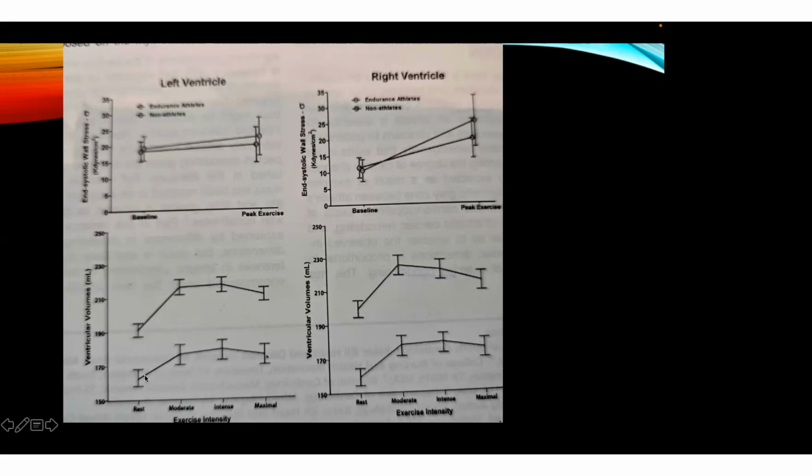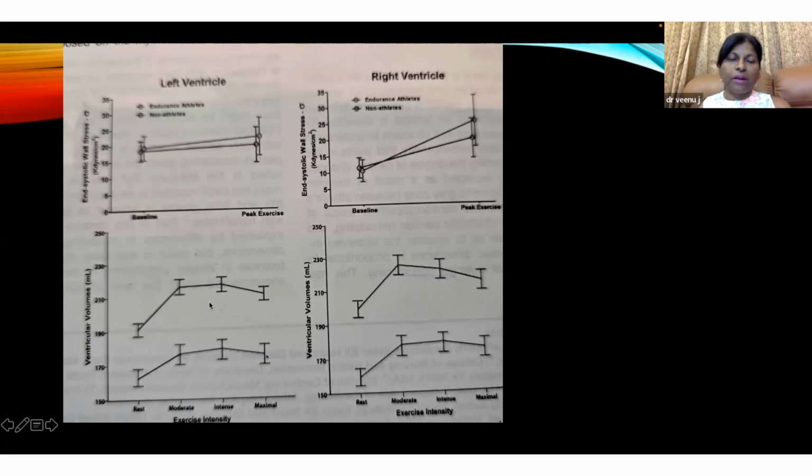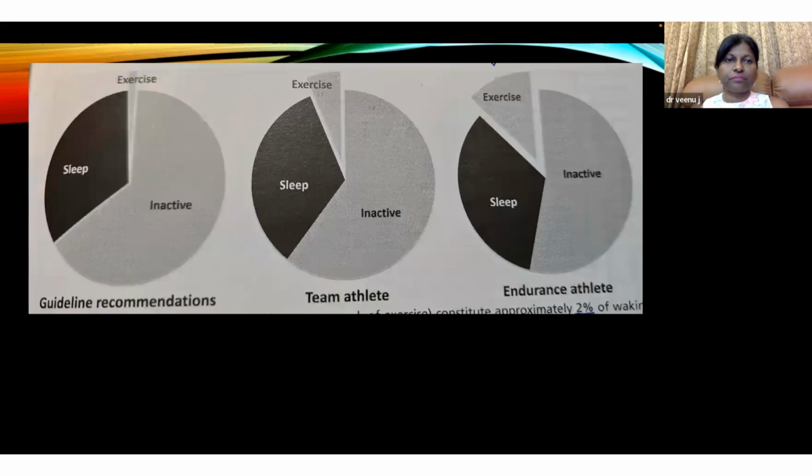And always we know that when compared to a non-athlete who has a lower volume, an athlete will have a larger volume. And similarly, when we look at the stress also, an endurance athlete's stress remains almost static when compared to a non-athlete. So wall stress also increases both in the RV as well as in the LV.